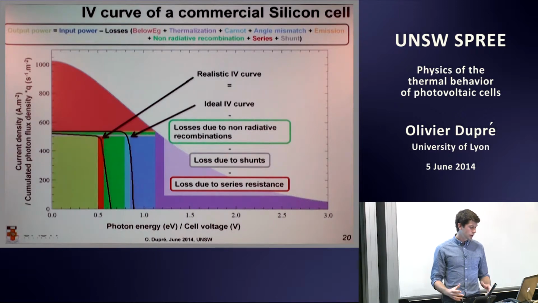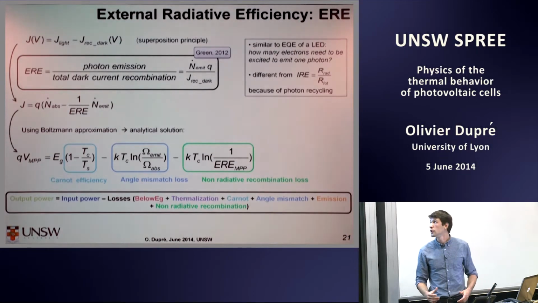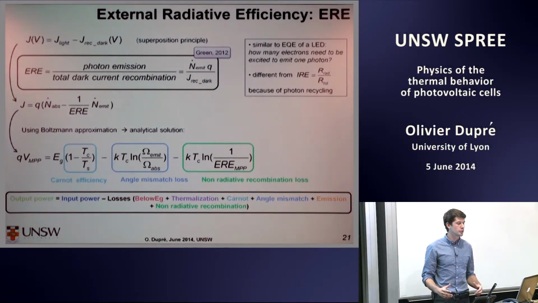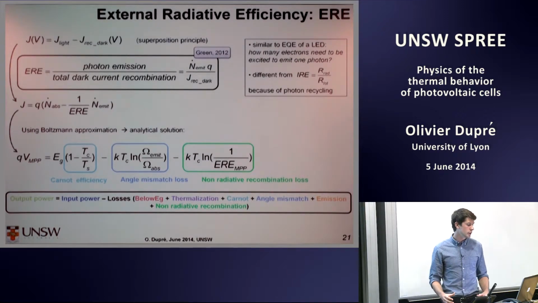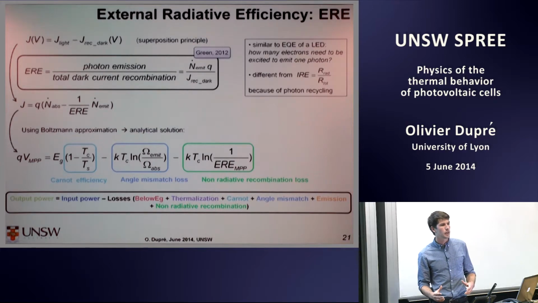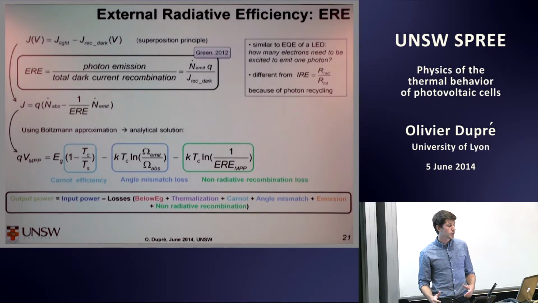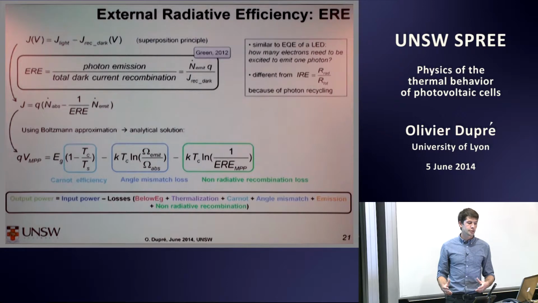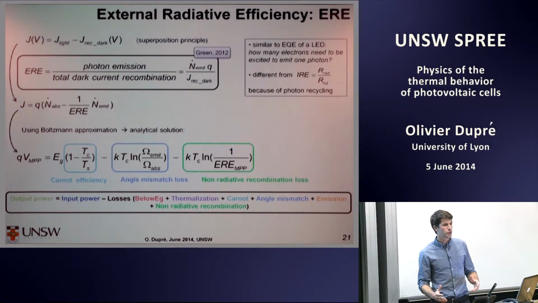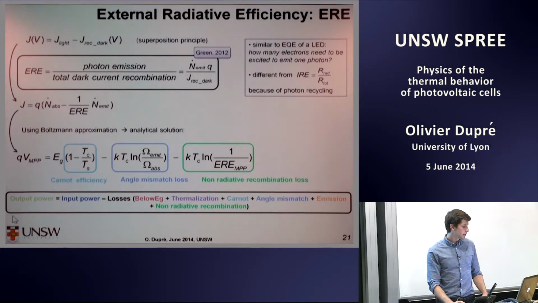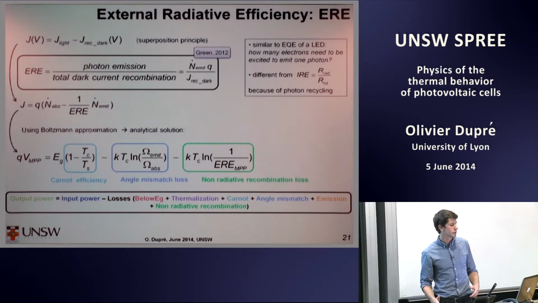So to try to apprehend the impact of those non-radiative recombination losses on the temperature coefficient, we'll introduce the external radiative efficiency of the cell. So the ERE is defined as the number of photons that are emitted divided by the total number of dark current recombinations. So it's quite similar to the EQE of an LED in that it tells you how many electrons need to be excited to emit one photon. So if we introduce this term in a classic diode equation, we can get that equation, and once again using the Boltzmann approximation, we can get an analytical solution that relates the optimal voltage to the gap.